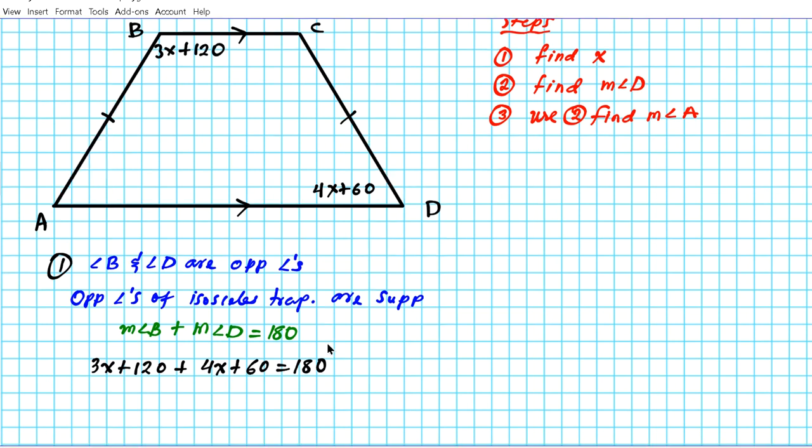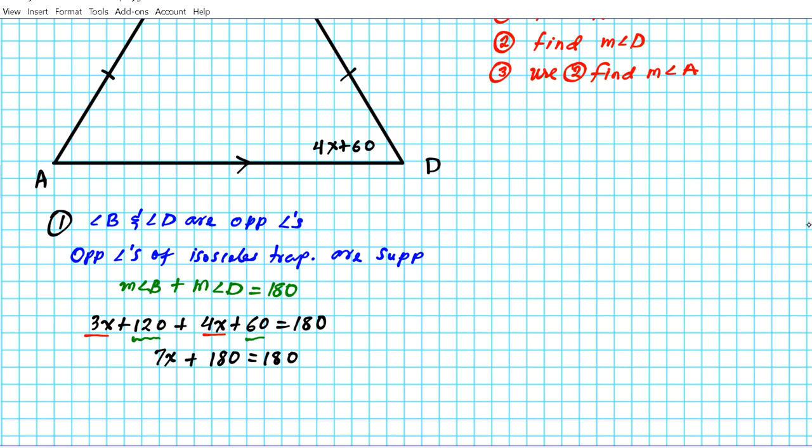Okay, on the left side, we'll have some simplification to do. We have to combine like terms. We have 3x and 4x. We combine them together. That's 7x. And then we have 120 and 60. If you combine 120 and 60, that's going to give you 180. Okay, so we have 180. All right, so to finish this problem off, we just subtract 180 from both sides and divide by 7. All right, let's do that.